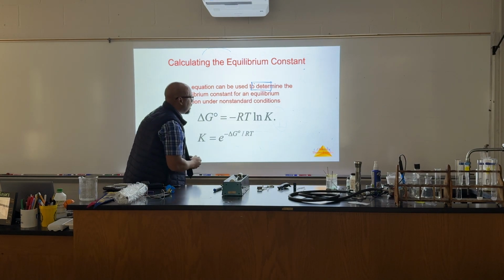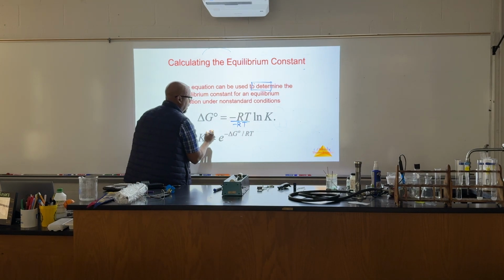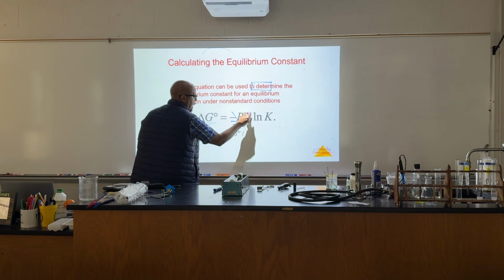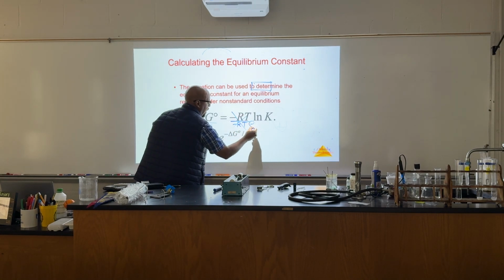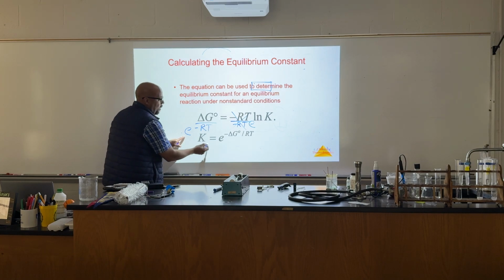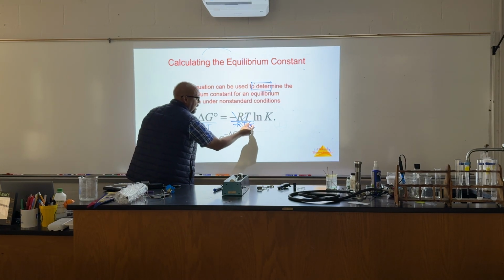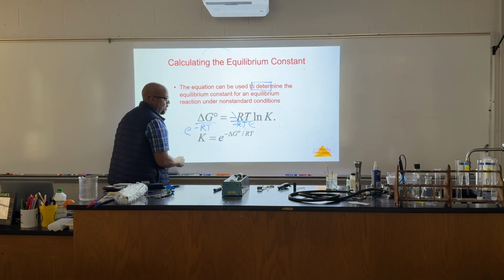I'll show you really quickly. I divided this side by negative RT, so I get negative RT over here, and this is going to cancel out. Then I just raised both sides to the base of e. This is how I got e to the negative delta G over RT, and e to the ln is just going to cancel out and leave me my K right here.